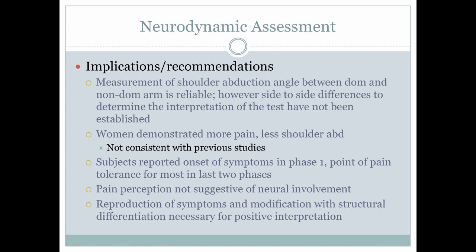So, implications and recommendations for this study. Even though shoulder abduction angle was found reliable between the dominant and non-dominant arm, it may not be clinically significant. If you look at the degree difference, it was only 6 degrees, so that really falls into a possibility of a measurement error. And so, again, it was significant in the lab, but that might not be significant in the clinic. So just, again, something to keep in mind there.